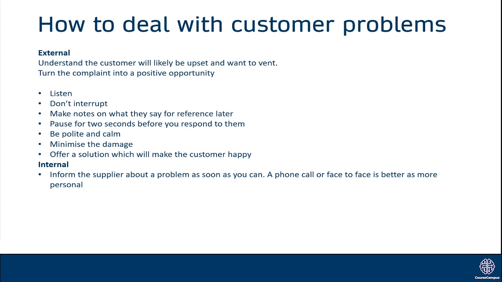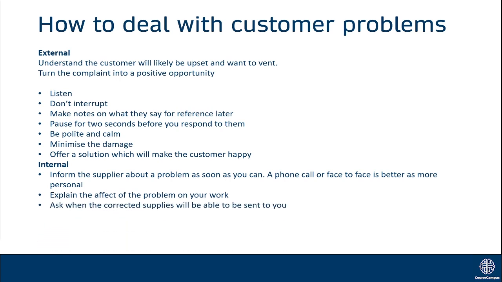For internal customers, inform the supplier about a problem as soon as you can. A phone call or face to face is more personal. Explain the effect of the problem on your work and ask when the corrected supplies will be able to be sent to you. So this is talking about supplies. It might not necessarily be supplies, it could be a service. Someone else could be processing work for you. Maybe you've got a new customer, they filled out their form, another team is responsible for creating the customer account on your system, and it hasn't been done within the time frame that was agreed.